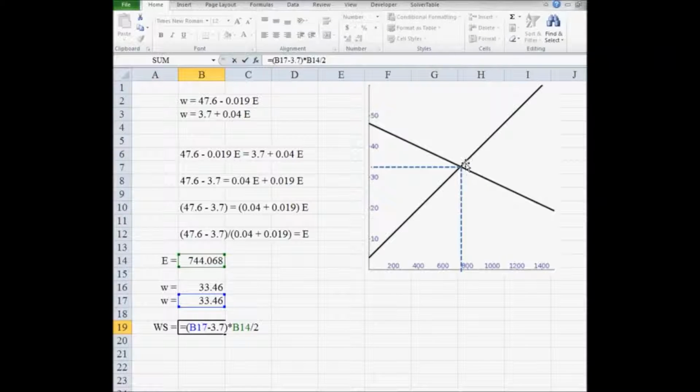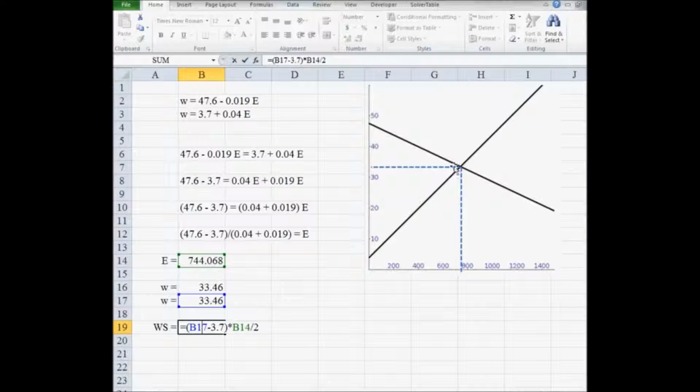Worker surplus is found by calculating the area of the triangle that is from this part of the labor supply curve up to the equilibrium wage and then back over to the equilibrium. Why is that? Well, the first worker hired would be willing to work for this wage, but is getting paid this amount. So that worker has a lot of surplus. The 600th worker hired has a reservation wage equal to that value, but is being paid that wage. So you can see worker surplus is declining as the firm hires more and more workers.